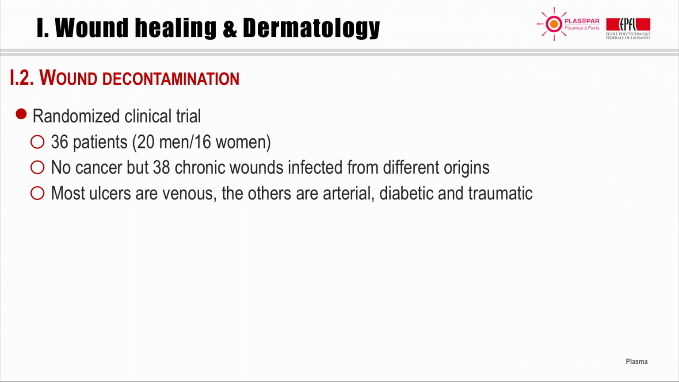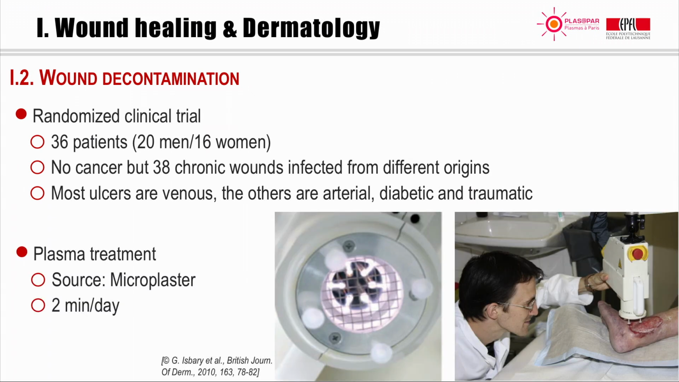36 patients were solicited. They presented no cancer but chronic wounds, and most of them presented venous ulcers, the others being arterial, diabetic, and traumatic. The plasma treatment was performed using the microplaster plasma source for an exposure time of 2 minutes per day.